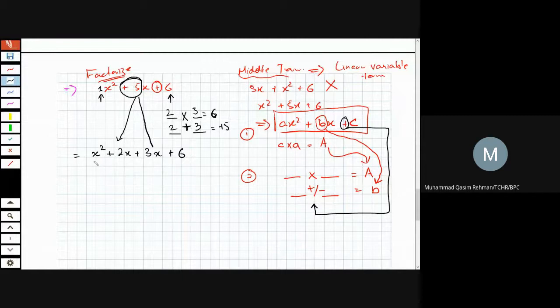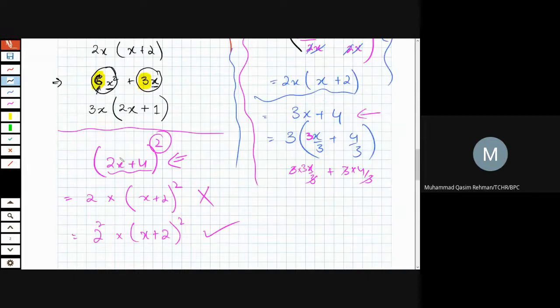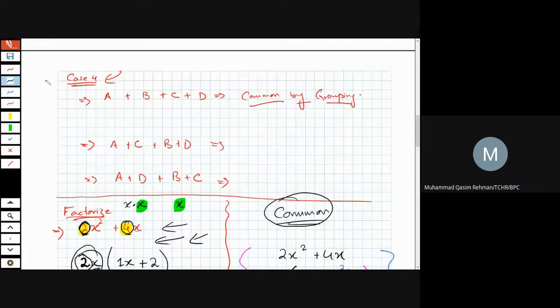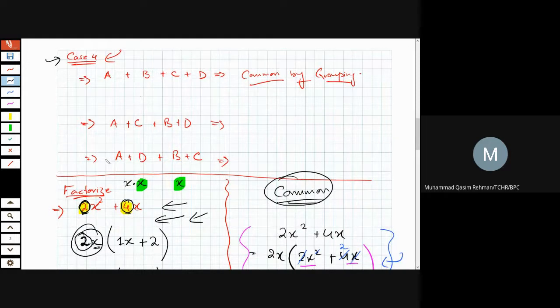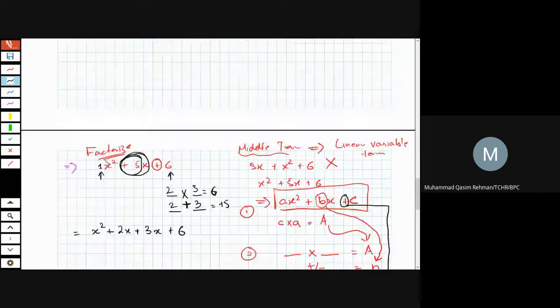Now you need to make a habit of checking. Dissolve these two, plus 2x plus 3x. Is it actually giving you plus 5x? Yes, you're good to go. It means you haven't changed the question, which you do not want to do. Okay, now with this, we'll kill two birds with one stone. I'm telling you how to take the case. I'll be talking about case 4, taking common by grouping.